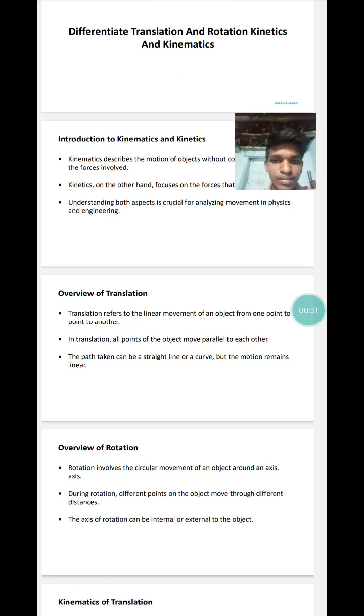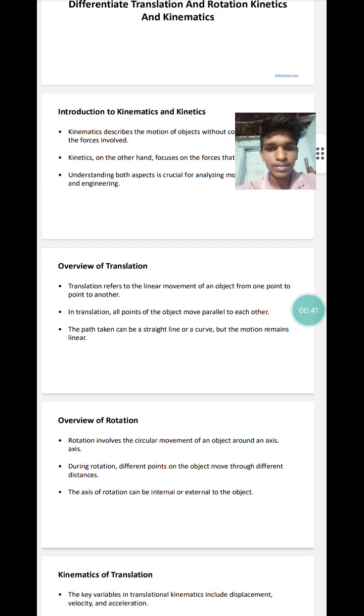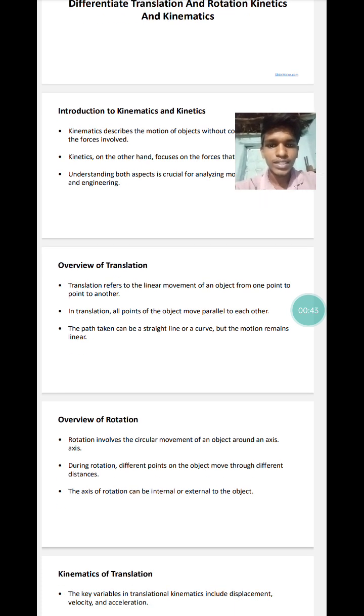Overview of translation. Translation refers to the linear movement of an object from one point to another point. In translation, all points of the object move parallel to each other. The path taken can be a straight line or a curve, but the motion remains linear.